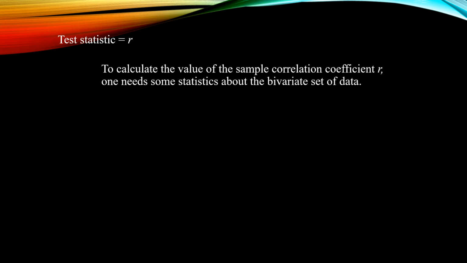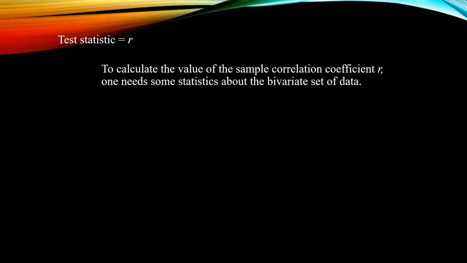So this test statistic, that's the only thing that's left, is how do we actually calculate this? Well, it turns out that it's going to use an equation that uses standard deviation calculations between the spread of all the x values and the spread of all the y values. So to calculate the value of the sample correlation coefficient R, we need to have some statistics.